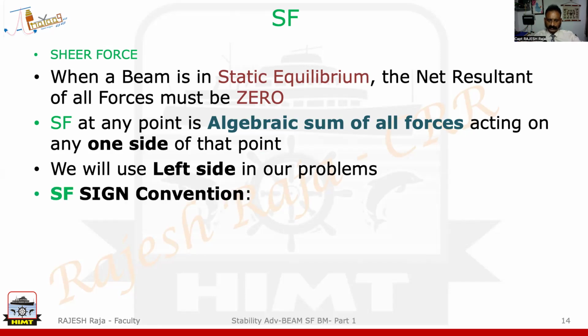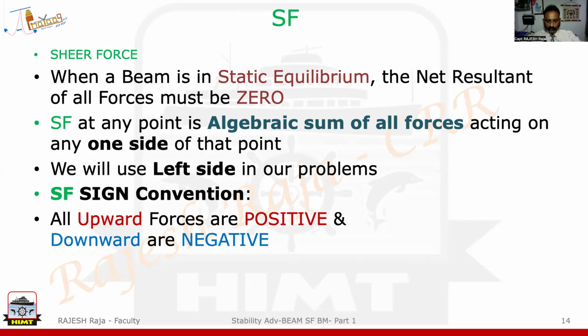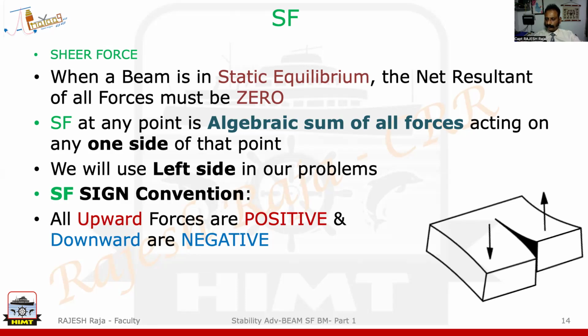Okay. Let us quickly look at the convention of your SF. SF also is given a sign convention. All upward forces are called positive forces and all downward forces are called negative forces. I'm just trying to show you in the picture. All upward forces are called positive, downwards is called negative.